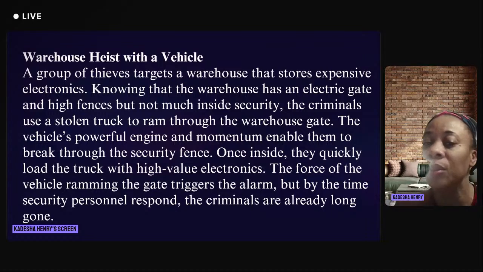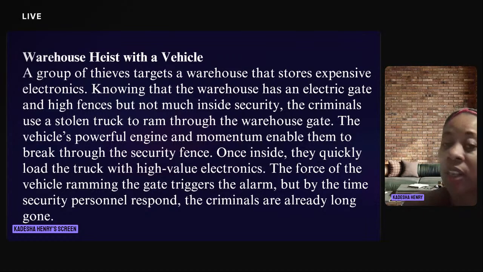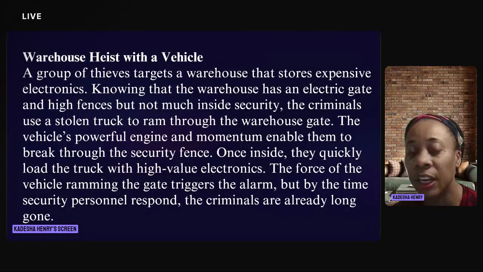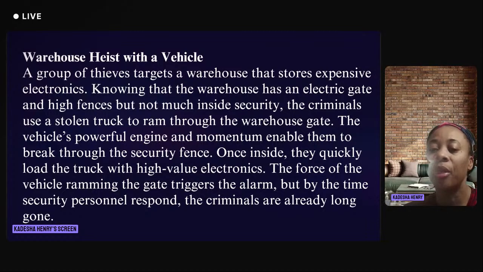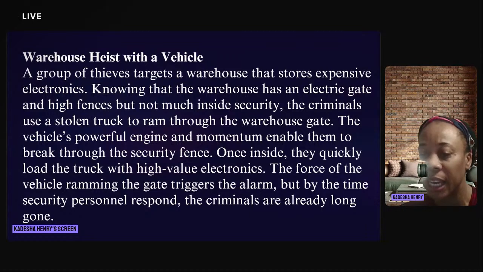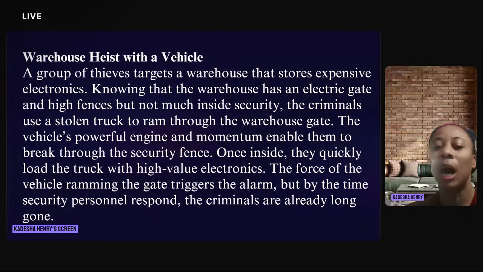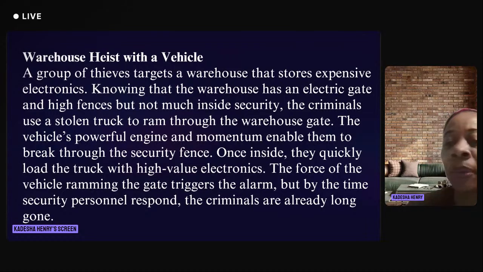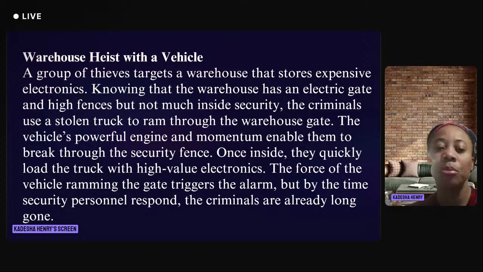A group of thieves targets a warehouse that stores expensive electronics. It has values that they need. Knowing that the warehouse has an electronic gate, a high fence, but not much inside security, the criminal uses a stolen truck to ram through the warehouse gate. The vehicle's powerful engine and momentum enable them to break through the security fence.